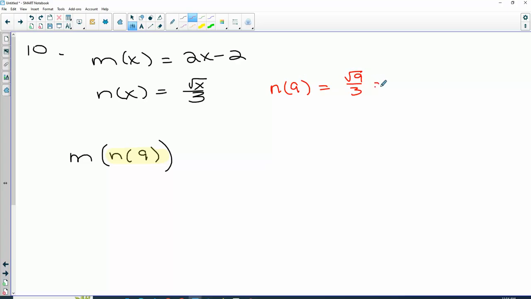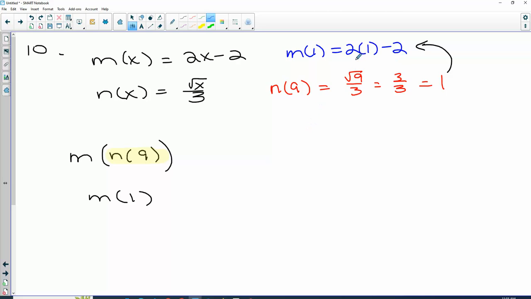What is the square root of 9? And 3 divided by 3 is 1. So that whole thing becomes a 1. Now I just have to find m of 1. I'm taking that answer and plugging it into m. We put in a 1. You get 2 minus 2, which is 0.